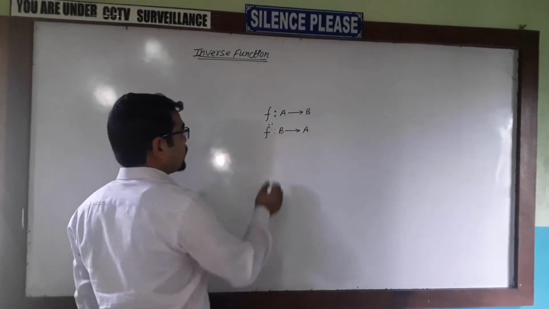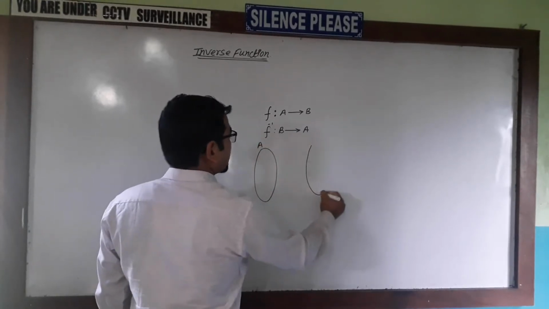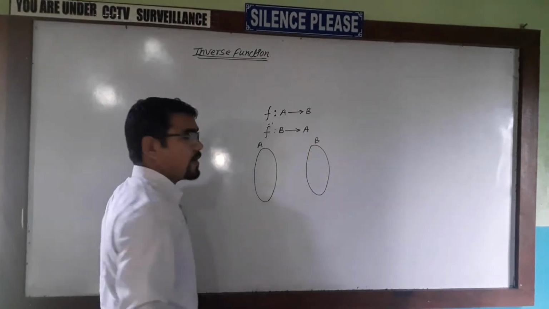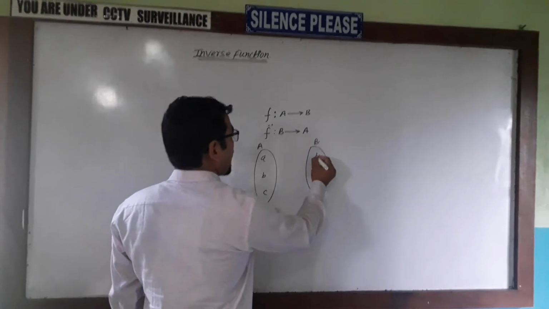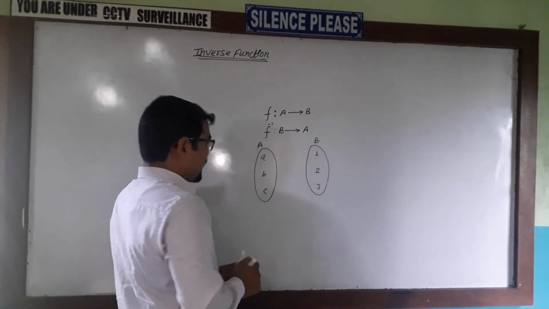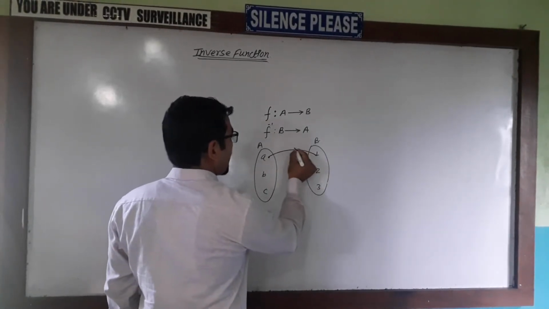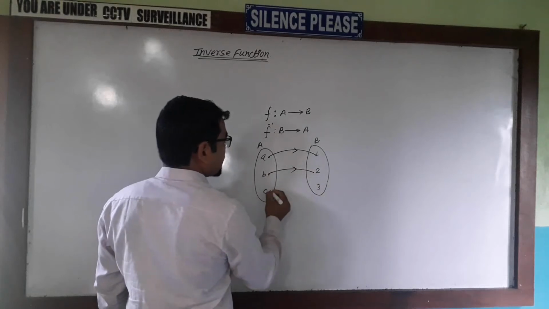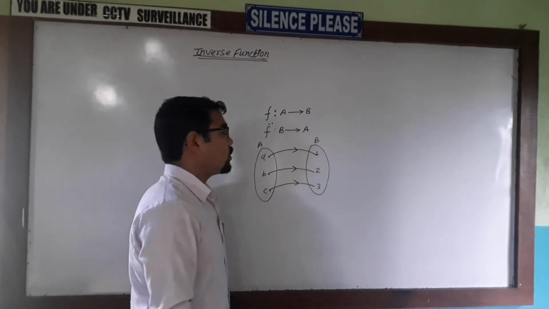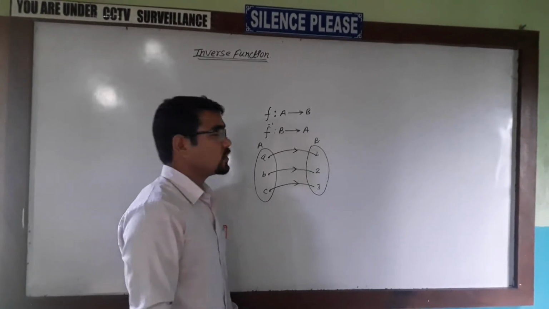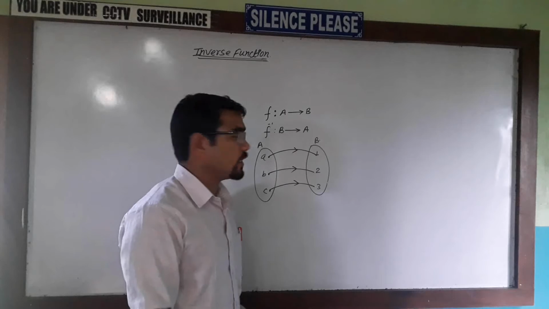Like this, I would like to take one example. This is one set A, this is another set B. I am making a mapping diagram. Suppose the elements are a, b, c here, and here are 1, 2 and 3. Then it is a one-to-one function mapping. A is mapped to 1, b is mapped to 2, c is mapped to 3. So this is a one-to-one onto function. Many types of function we have discussed already in the previous class.